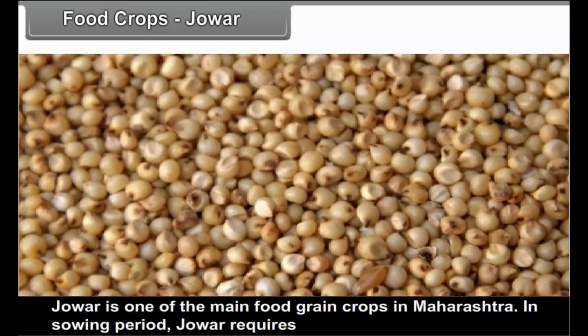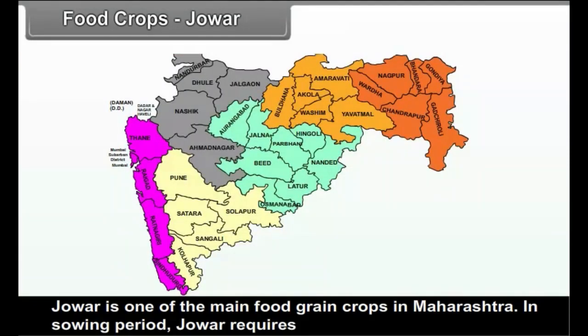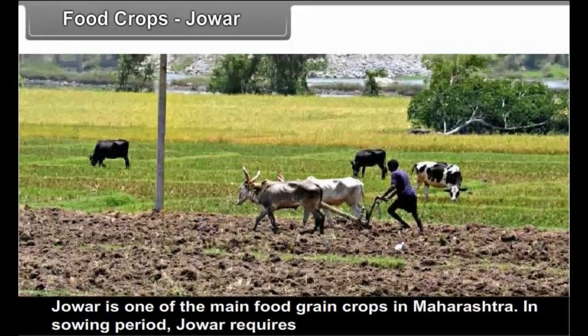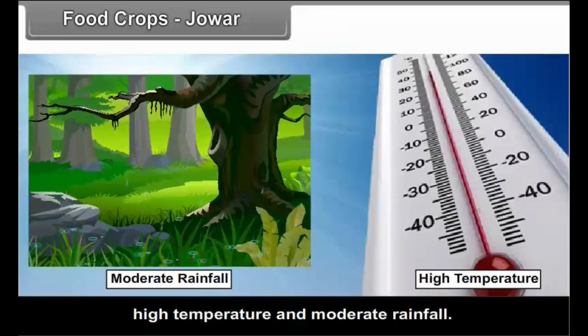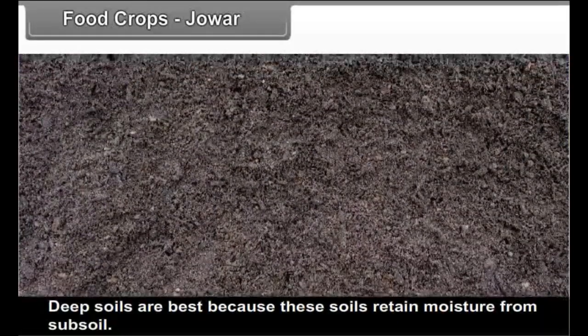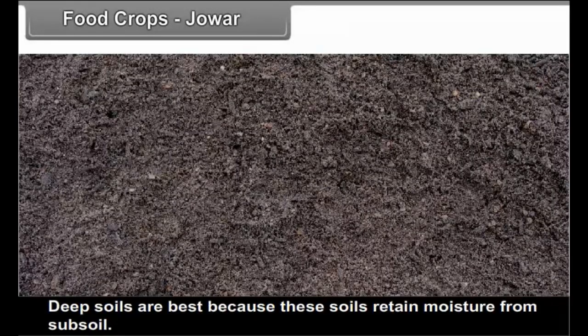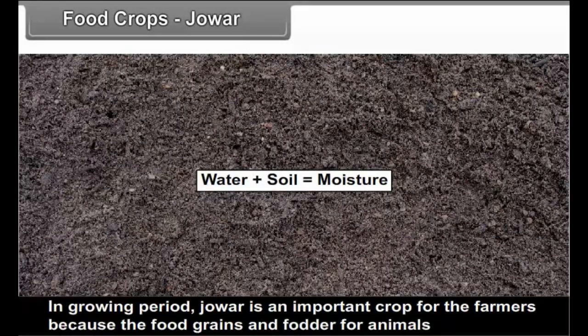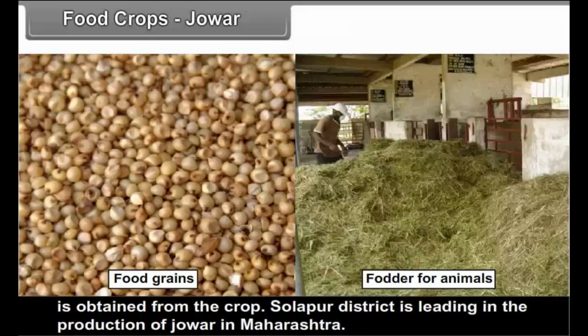Food crops. Jowar. Jowar is one of the main food grain crops in Maharashtra. In the sowing period, jowar requires high temperature and moderate rainfall. Deep soils are best because these soils retain moisture from the subsoil. In the growing period, jowar is an important crop for the farmers because food grains and fodder for animals are obtained from the crop.